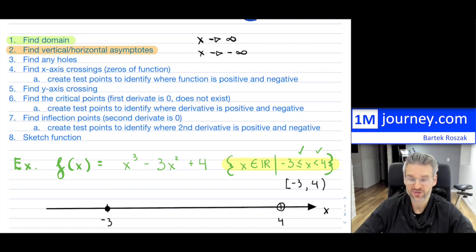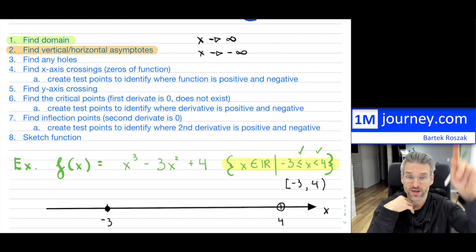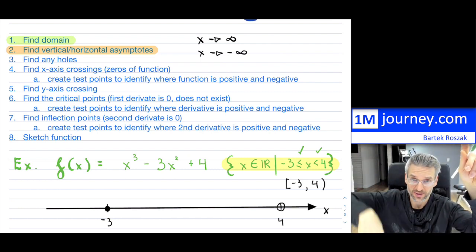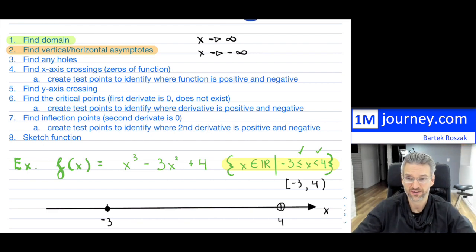Well, in both of these circumstances, it's going to blow up, so that x to the 3 will dominate, and it will be blowing up on the positive side and then blowing up on the negative side the other way if we didn't have the constraints. So in this case, we have no vertical or horizontal asymptotes.